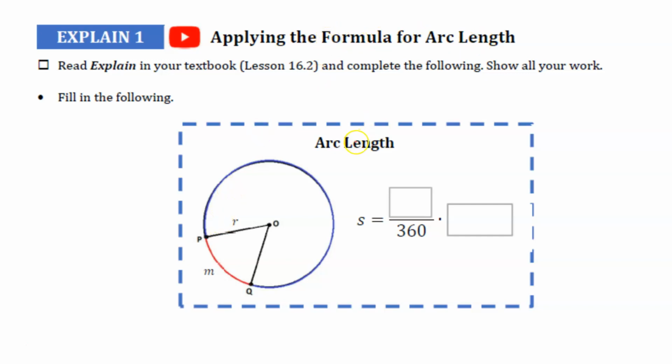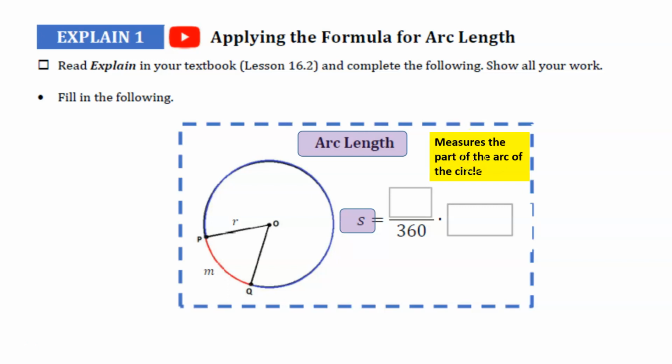So let's go over what that is. Arc length is denoted by the letter S, and it measures the part of the arc that you see here of the circle. So from, let's say, P to Q, if I wanted to know from that point to that point, that measures that length. It's like the slice of a pie. Anyways, notice that our angle measure will be M for measure, and that'll go right there.